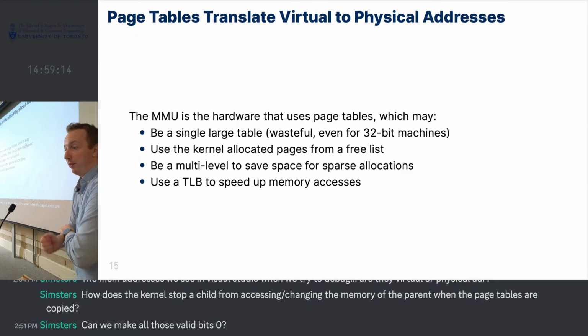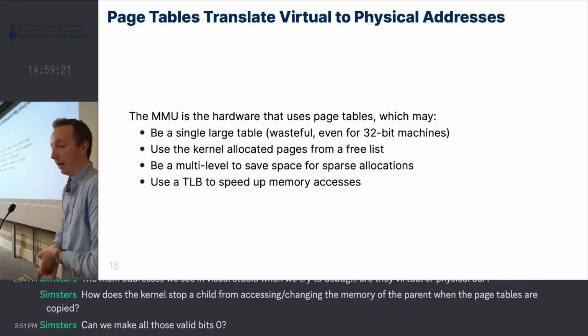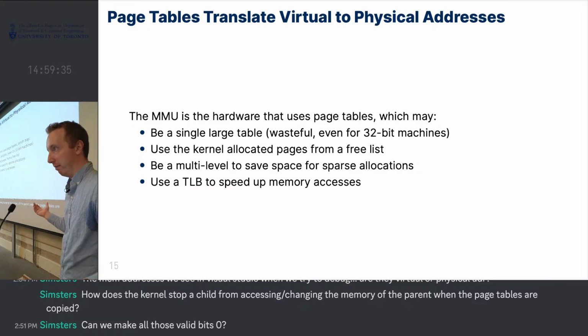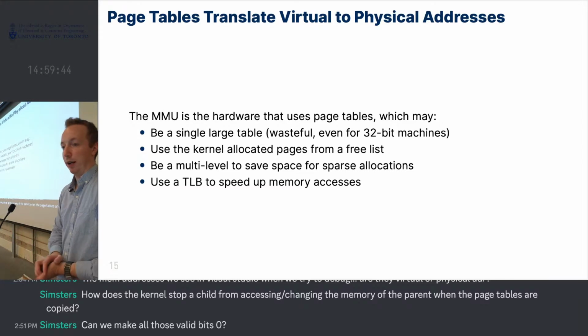So what we saw, page tables, just responsible for translating virtual addresses to physical addresses. MMU is the hardware that uses the page tables. We could have a single large page table. It's a bit wasteful in terms of space because not all processes use that much memory. Kernel only allocates pages. That's it. It does it using a free list. All of our systems will use a multi-level page table to save space, and the TLB is just a cache to speed up memory accesses.